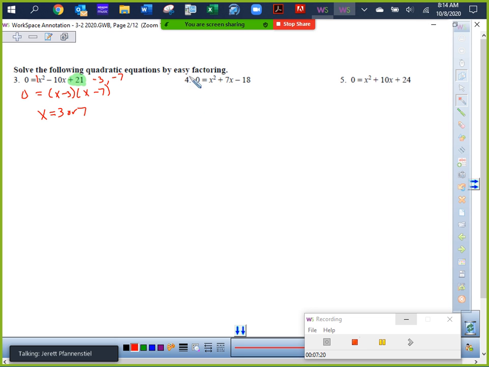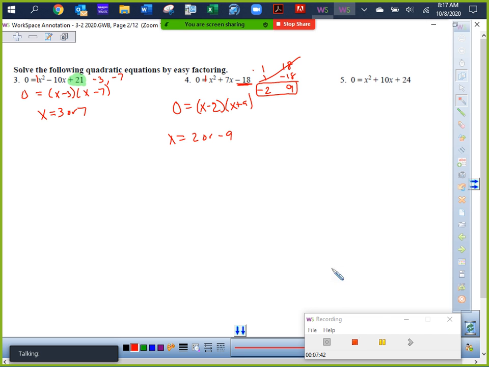Why don't you do that to number 4? Easy factor. A value is 1. Please pause the video and get that done. We found negative 2 and positive 9, so it factors like so. And then x could equal 2 or negative 9. Not throwing it away because it's not a story problem.